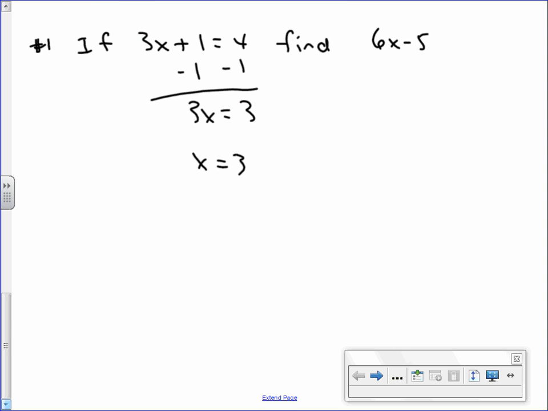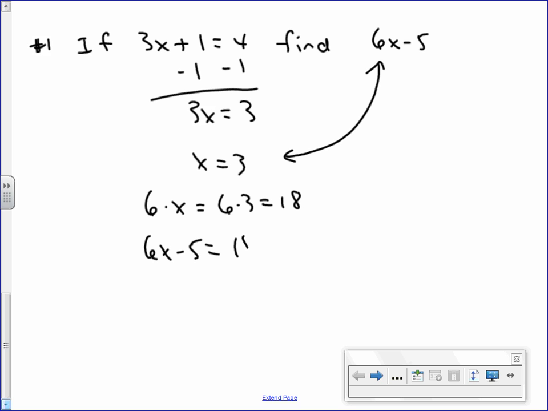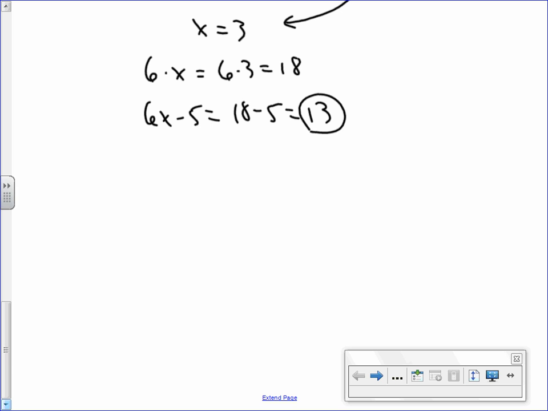And then after you solve for x, you find whatever it is they wanted you to find. So 6 times x is 6 times 3, which is 18. And then 6 times x minus 5 is 18 minus 5, which is 13, and that would be your answer, okay?